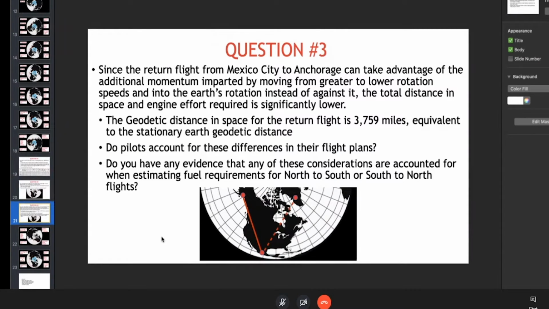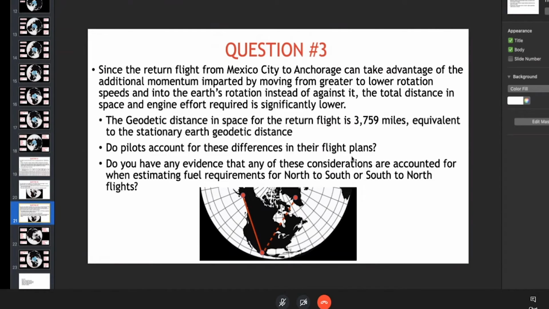Question number 3. Since the return flight from Mexico City to Anchorage can take advantage of the additional momentum imparted by moving from greater to lower rotation speeds and into Earth's rotation instead of against it, the total distance in space and engine effort required is significantly lower. The geodetic distance for the return flight is 3,759, equivalent to the stationary Earth geodetic distance.